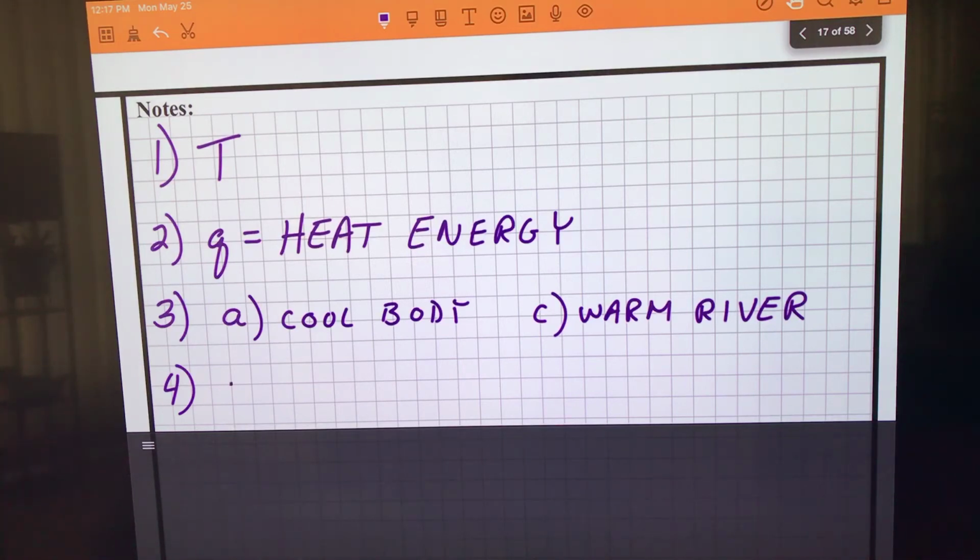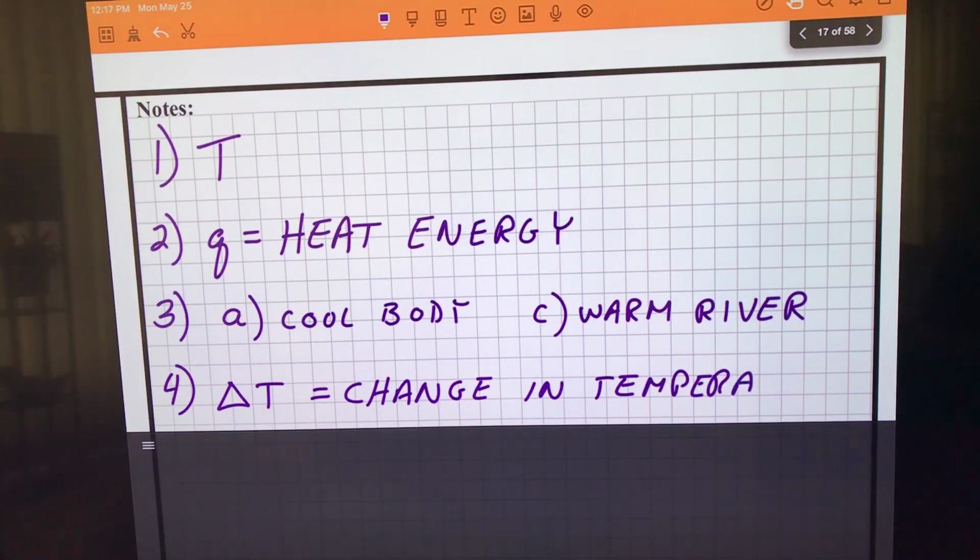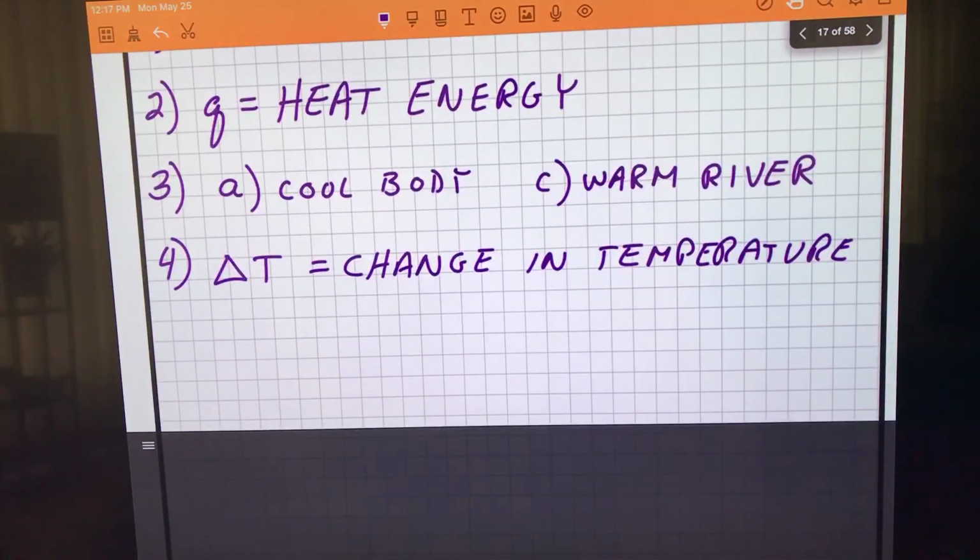So triangle T, remember that triangle T, that's the change, because that's what triangle means, change, delta is the symbol. So that's the change in temperature. Change in temperature. All right. And then how do we work with change in temperature? Let's look at an example.